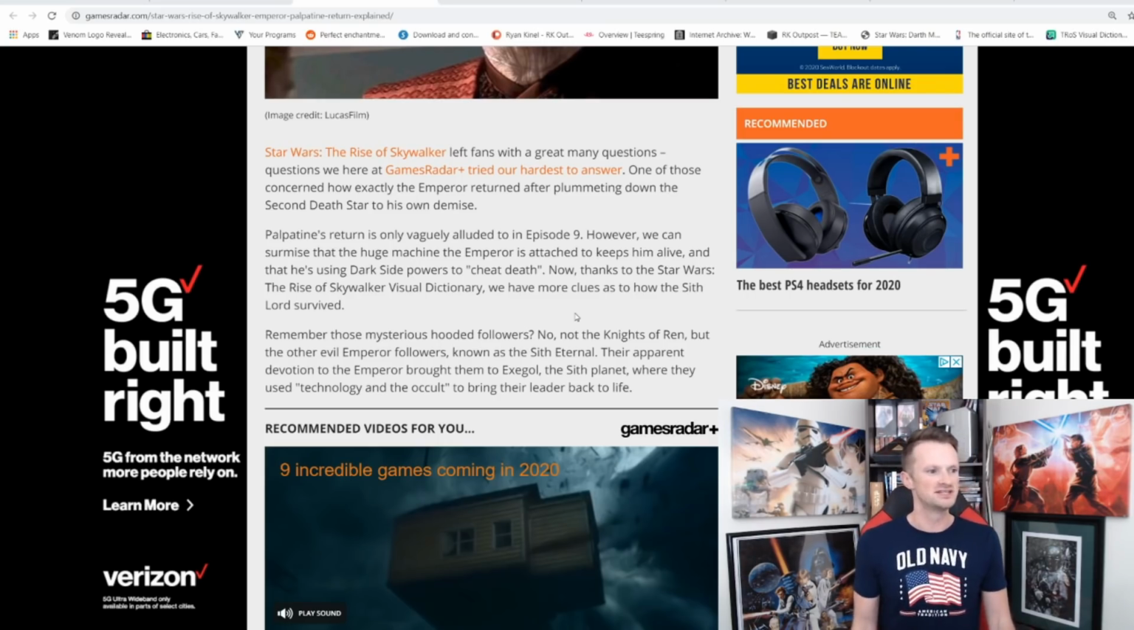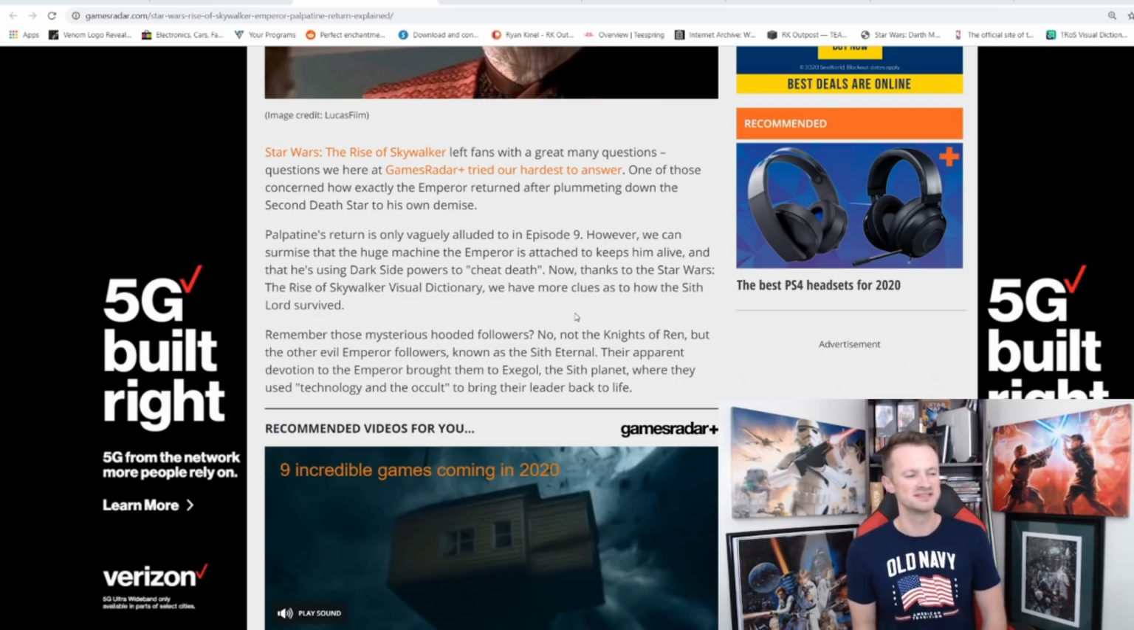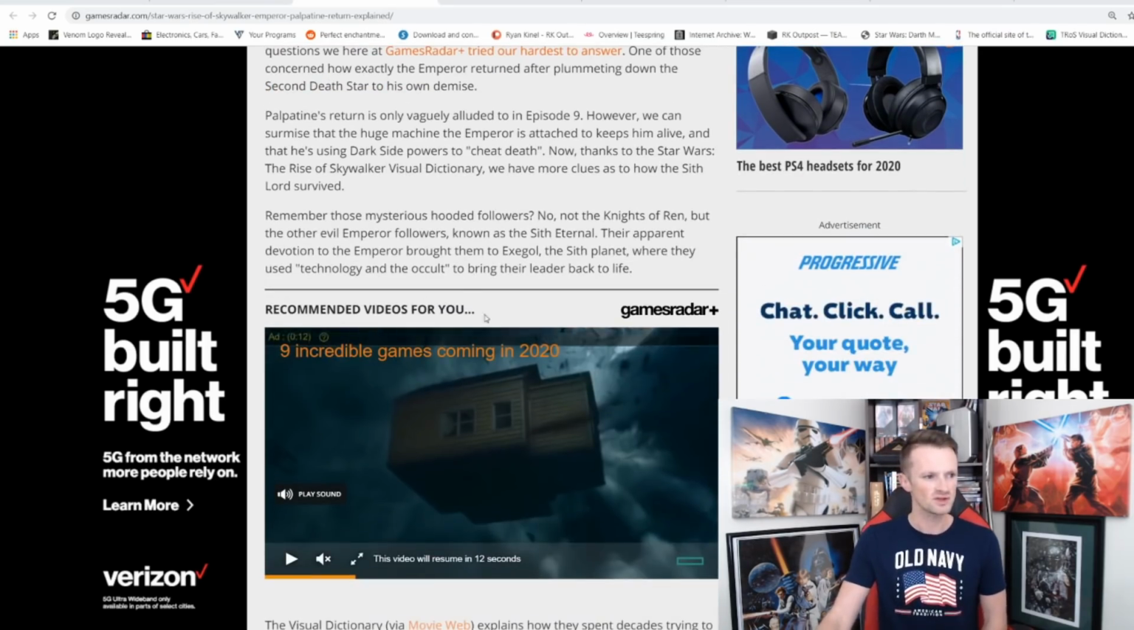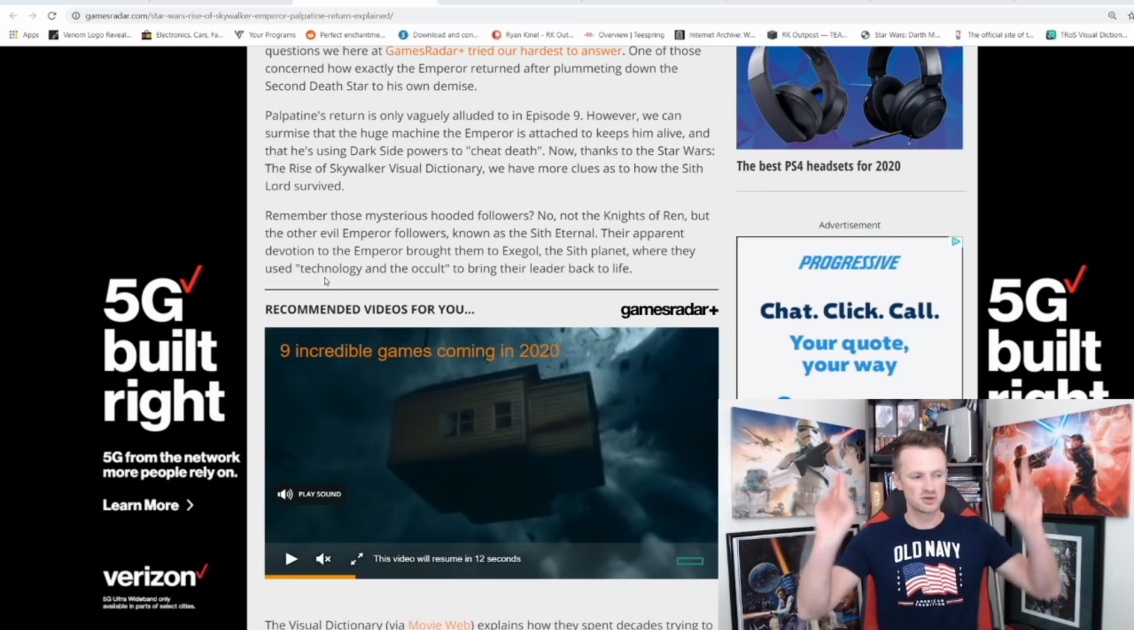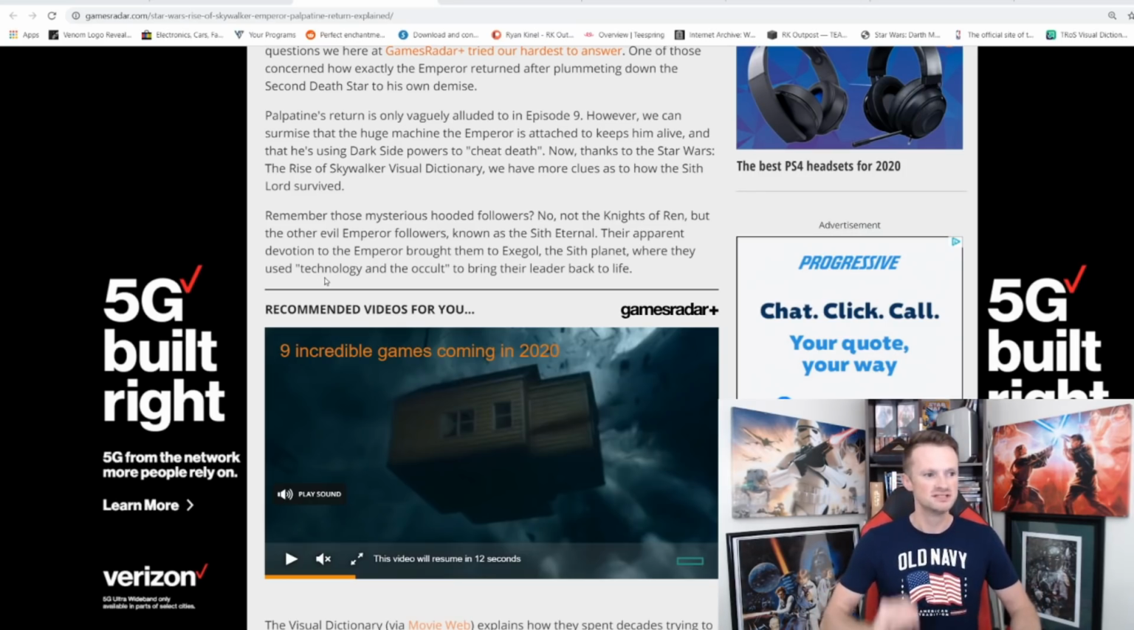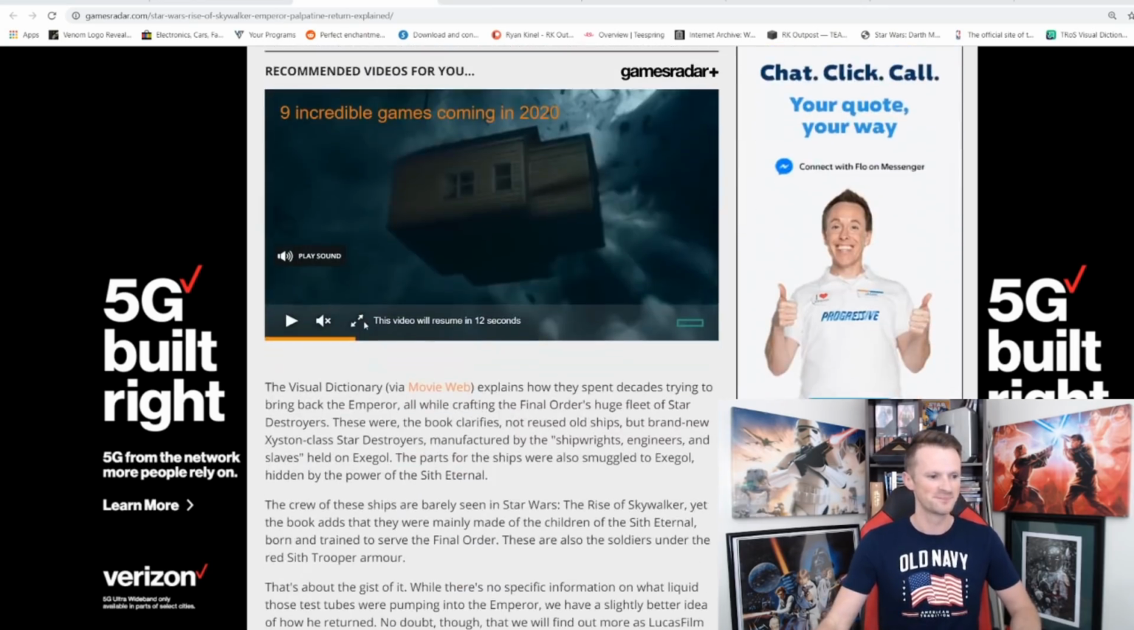However, we can surmise that the huge machine the Emperor is attached to keeps him alive, and that he's using dark side powers to, quote, cheat death. Now, thanks to the Star Wars Rise of Skywalker visual dictionary, we have more clues as to how the Sith Lord survived. Remember those mysterious hooded followers? No, not the Knights of Ren, but the other evil Emperor followers, known as the Sith Eternal. Their apparent devotion to the Emperor brought them to Exegol, the Sith planet, where they used, quote, technology and the occult to bring their leader back to life.